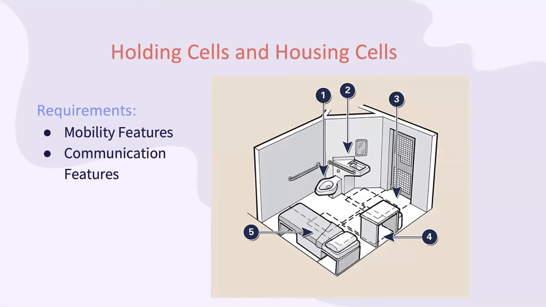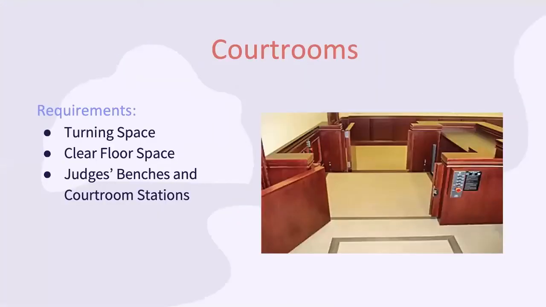Additionally, where audible alarms are provided, visual alarms must also be provided, and telephones within holding cells or housing cells must have volume controls as discussed in Chapter 7. Next is courtrooms. There's some more specific requirements for courtrooms. So for turning space, any areas in a courtroom that are raised or lowered and accessed by either ramps or platform lifts must provide unobstructed turning space in compliance with previously discussed regulations.